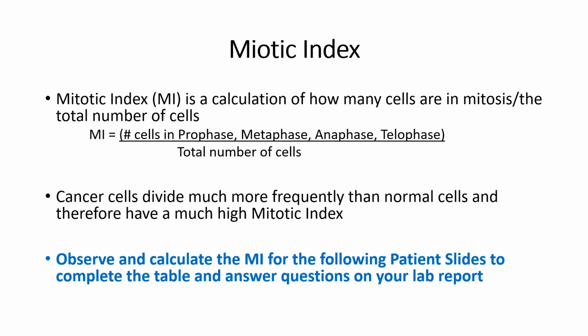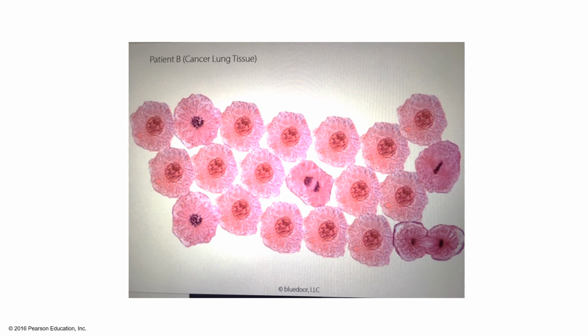And so for your lab report, you would need to take a look at patient slides and take a look at their tissues and calculate the mitotic index for normal tissues and cancerous tissues. And again, you should notice that the cancerous tissues are definitely going to have a higher mitotic index compared to the normal tissue. So I'm going to show you how to calculate one of them, and then you guys can do the rest on your own. So let's say that here is a tissue of a patient who has lung cancer.